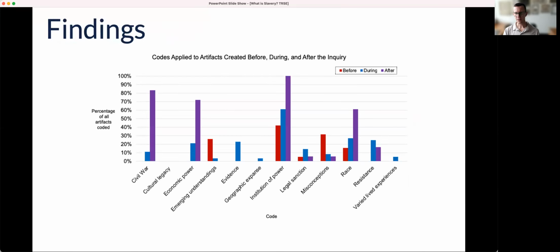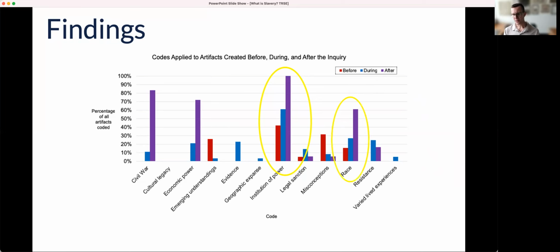So here are the findings. You can see at the top that the red represents inclusion of the concept before the inquiry began, blue represents inclusion of the concept during the inquiry, and purple represents after the students finished the inquiry. At the bottom, you can see the 10 key concepts from Berlin. I was really interested in this first code, institution of power, because you can see that many students mentioned this at the beginning of the inquiry, but also many students mentioned it at the end. In fact, this was the only key concept that all of the students included in their post-concept maps.